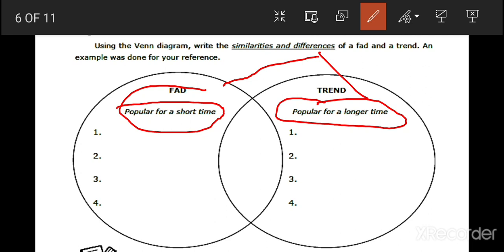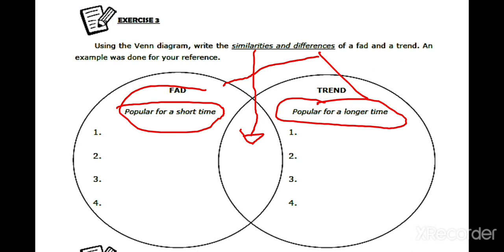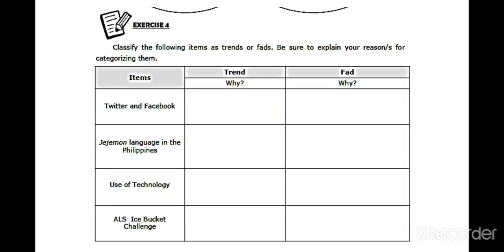So in a fad, it's popular for a short time. And in a trend, it's popular for a longer time. And in the center, the middle circle, I want you to write the similarities between a fad and a trend. Alright, so if you're done with this, then let's proceed with the next slide.